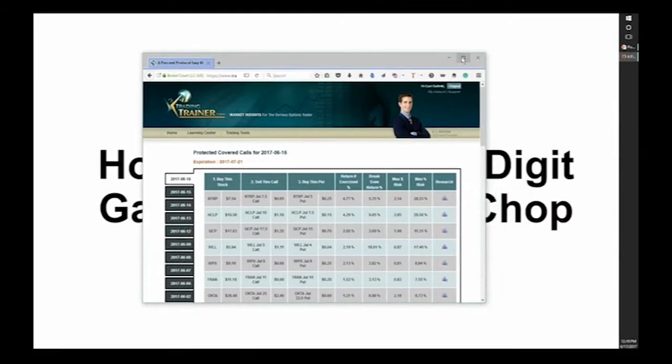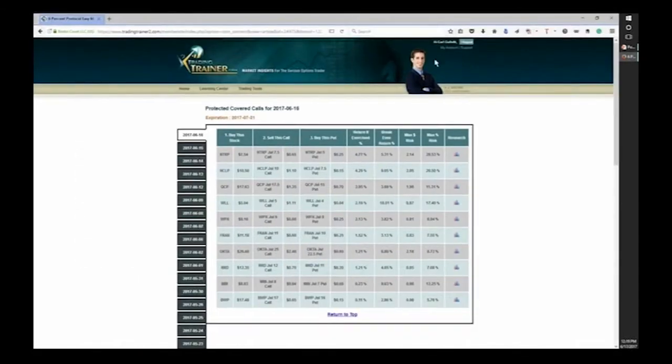Here I've logged into the Learning Community web portal. You can see a picture of me from 10 years ago up in the upper right-hand corner.